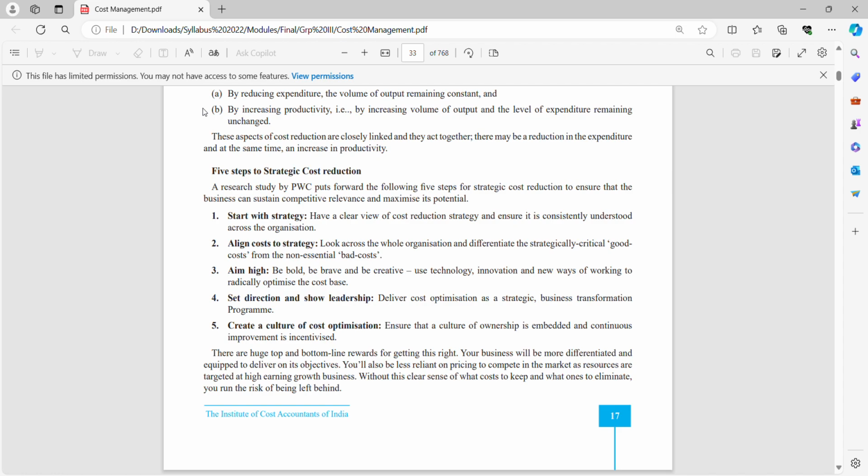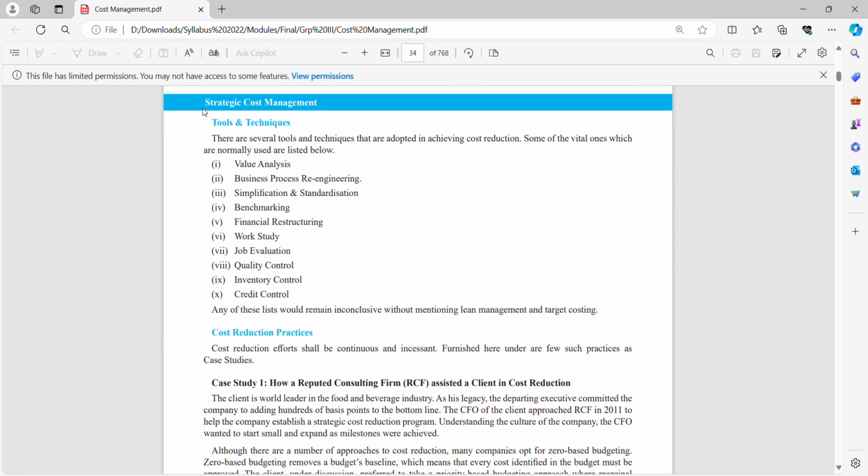Align cost to strategy. Look across the whole organization and differentiate the strategically critical good cost from the non-essential bad cost. Aim high, set directions and show leadership. Create a culture of cost optimization. So this is important: 5 steps to strategic cost reduction. They are easy. Then we'll go for the next, tools and techniques.